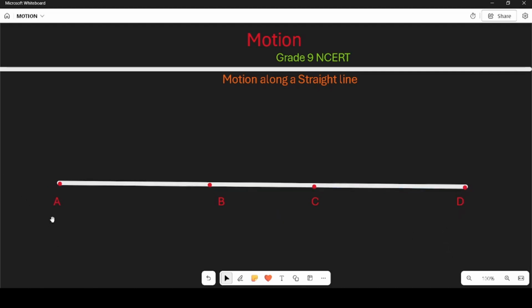Now let's say the object travels from A to D and comes back to C. Then the distance would be AD plus DC, but the displacement would only be AC, since AC is the shortest distance between A and C. So that's how you could differentiate between distance and displacement. Now let's say the car starts from A, goes to D, and returns back to A. Then the distance would be AD plus AD, but the displacement would be 0, since the shortest distance from A to A is 0.